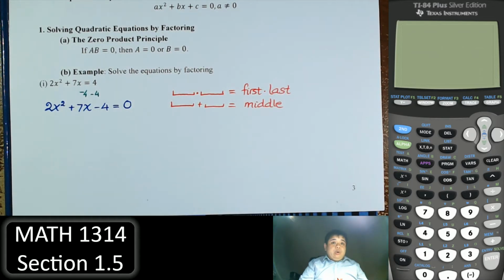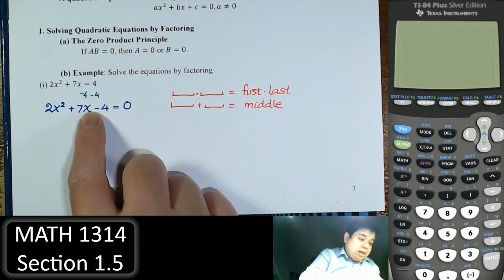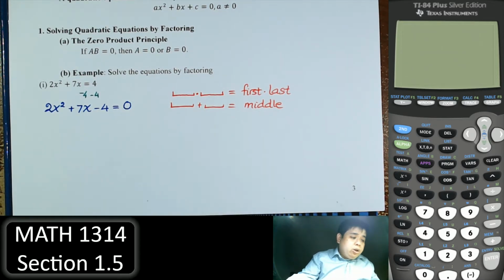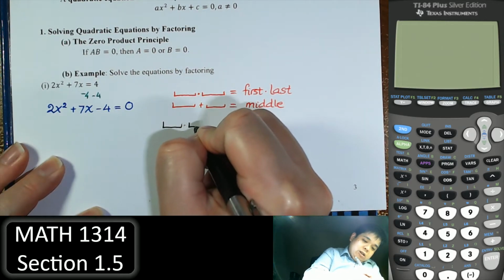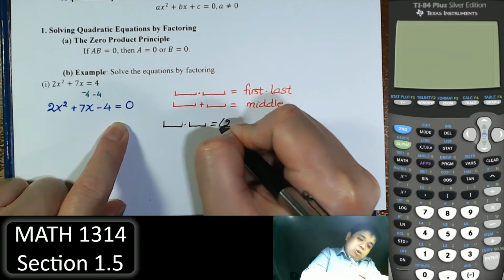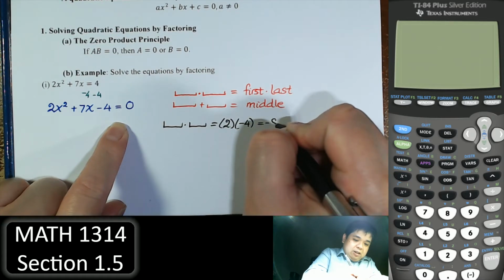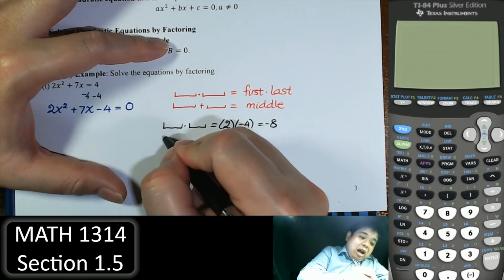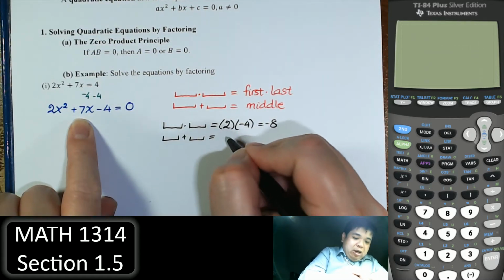And what do we do with those 2 numbers? Well, we'll see. Right, so in this particular case, we're going to find 2 numbers multiplied together equal to the first times the last. The first is 2, the last number is negative 4, so that is negative 8. But they have to add up together to equal the middle number 7.